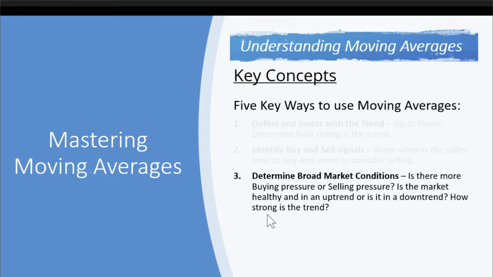Okay. Determine broad market conditions. You can apply moving averages to the overall market as well. Is the market healthy and in an uptrend, or is it in a downtrend? And price in relationship to moving averages helps us identify that.